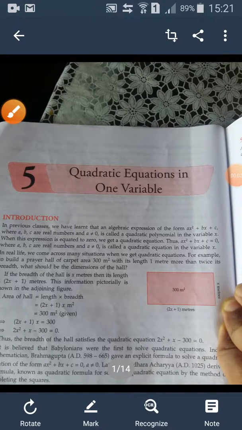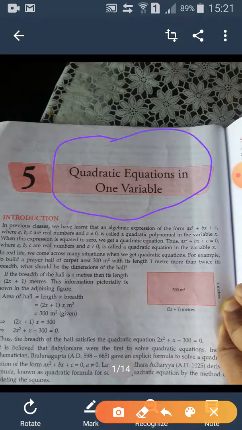Okay, so this video is going to be about quadratic equations in one variable. You have already learned how to solve them in class 9. Yes, so this year's portion is going to be a bit different.